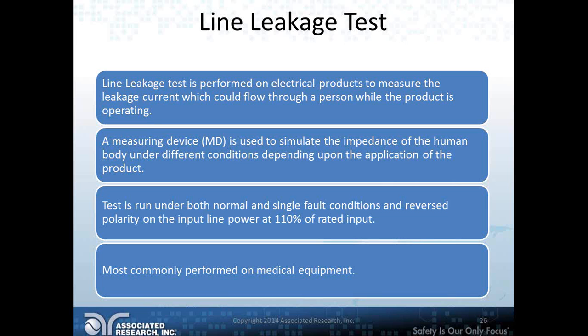Whereas a line leakage test is performed on electrical safety products to measure the leakage current which could flow through a person while the product is operating. A measuring device, or MD for short, is used to simulate the impedance of the human body under different conditions depending upon the application of the product. So a line leakage test is used to measure leakage that could flow through a person's body, and some fault conditions are simulated on the line input of the product to see how much leakage current will flow to the person in contact with the product as a result of those fault conditions. The test is run under both normal and single fault conditions and reverse polarity on the input line power at 110% of rated input.